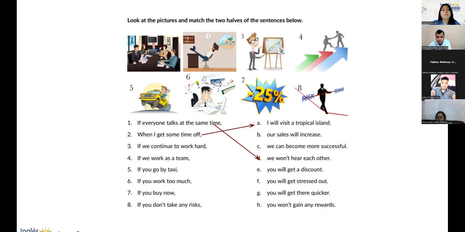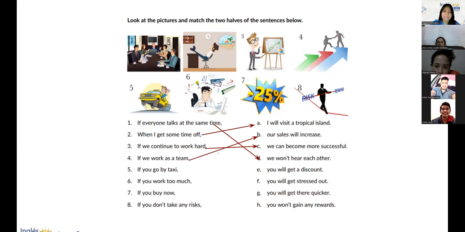Yes. Number three, if we continue to work hard, we can become more successful. Perfect. If we work as a team, our sales will increase. Okay. Our sales will increase. Perfect. If you go by taxi, you will get there quicker.